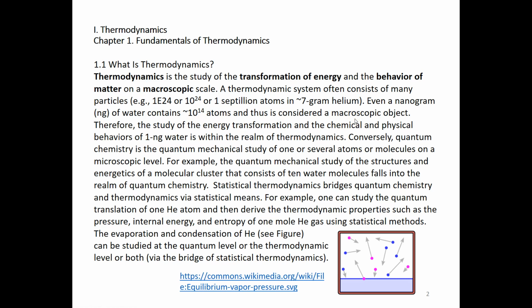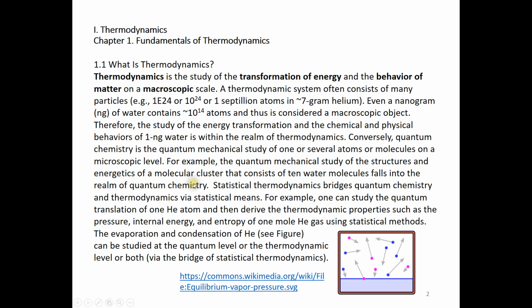If we study the transformation of energy and the behavior of this helium gas, or just 1 nanogram of water, it's thermodynamics. Conversely, quantum chemistry studies only one or several atoms or molecules. That's called the microscopic level. For example, we can study the vibration of one water molecule, or the energy of a water cluster that contains 2, 3, 4, or 10 water molecules.